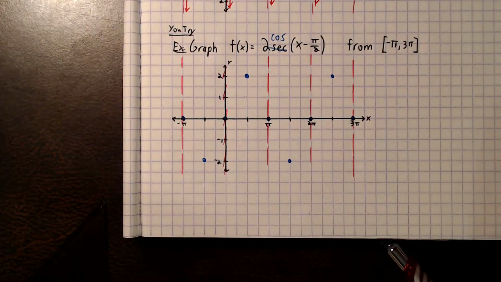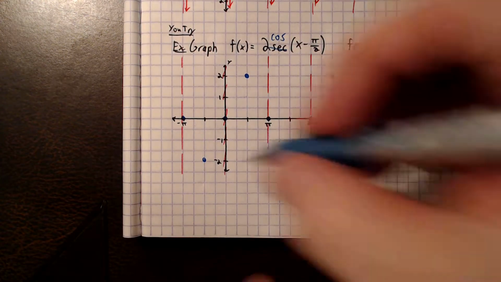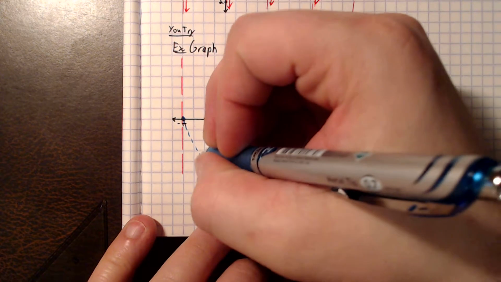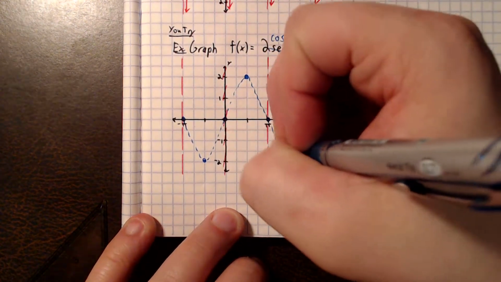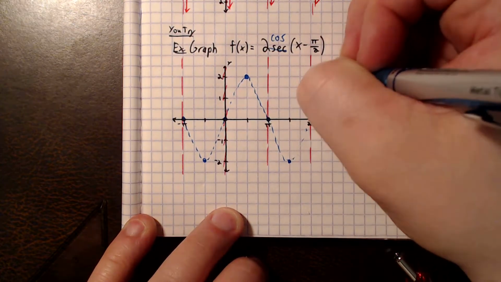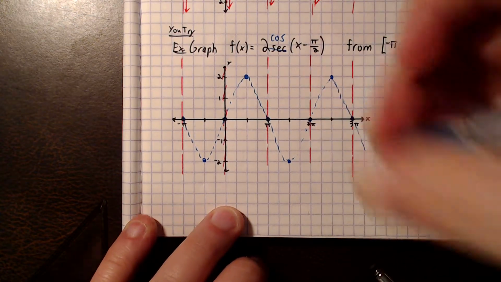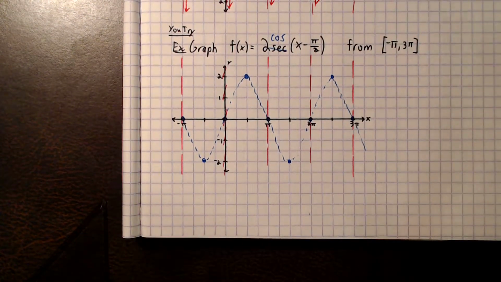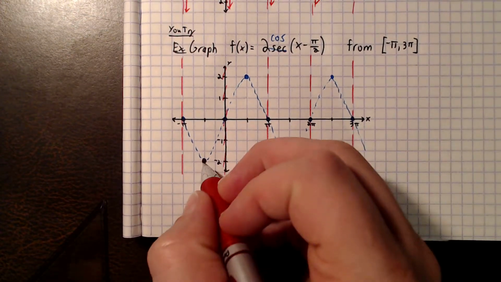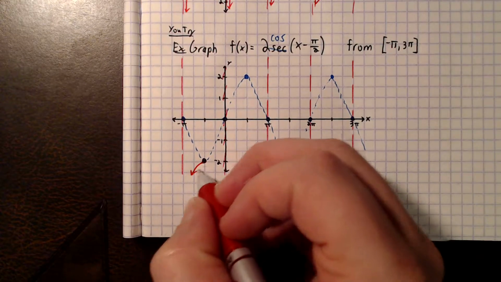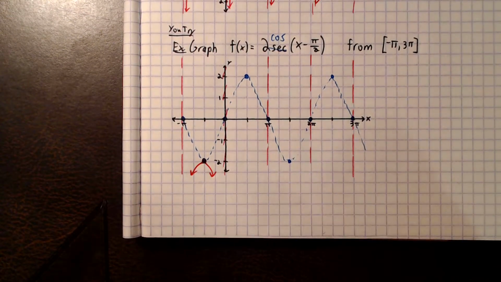Okay, now think about it, right? Cosine's doing this. Right, that's what cosine's doing. But we don't want cosine anymore. We want the reciprocal. So I got to start down here, and I've got to kind of go a lot sharper than usual. Right, it's going straight down.